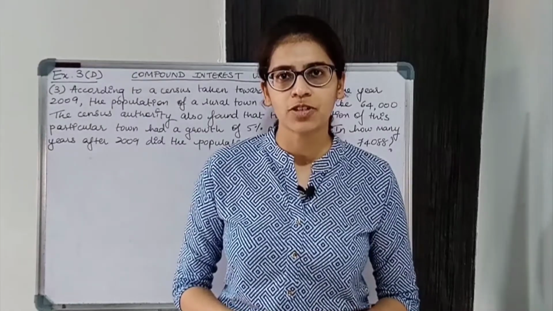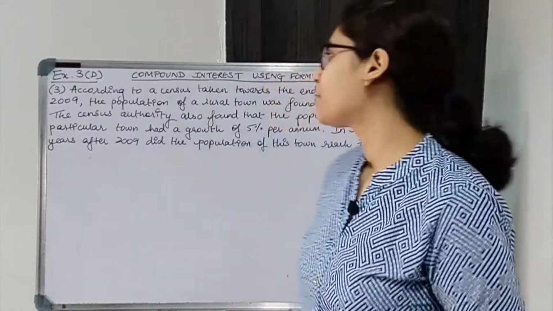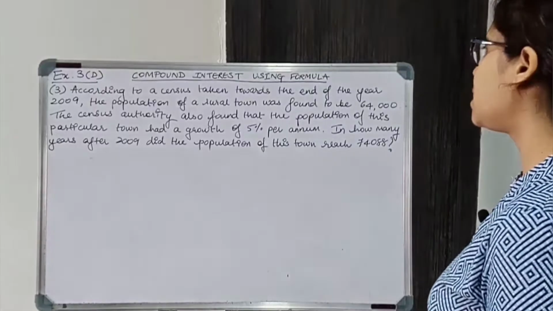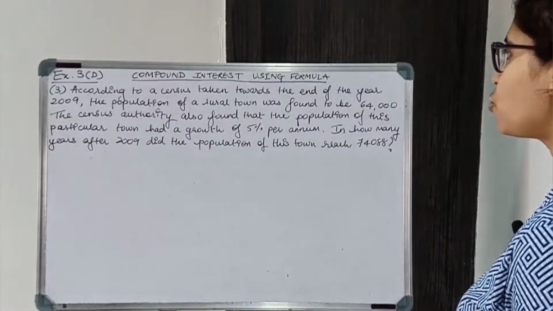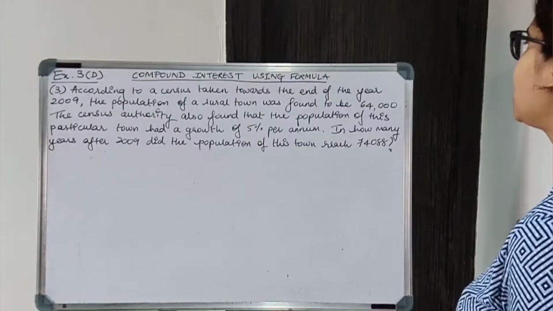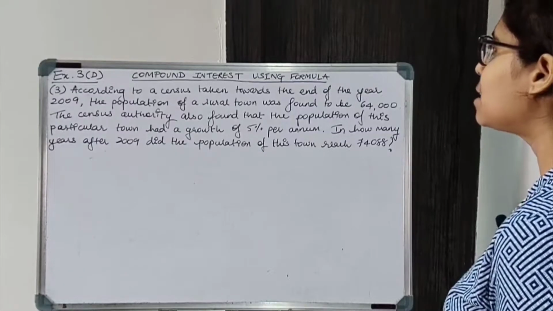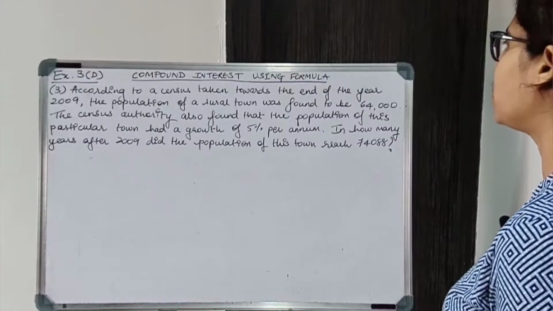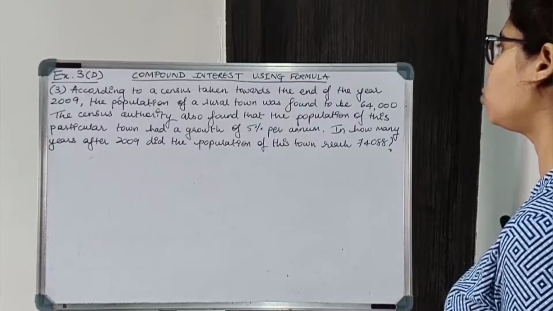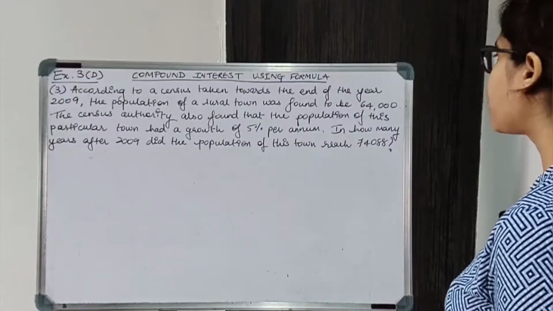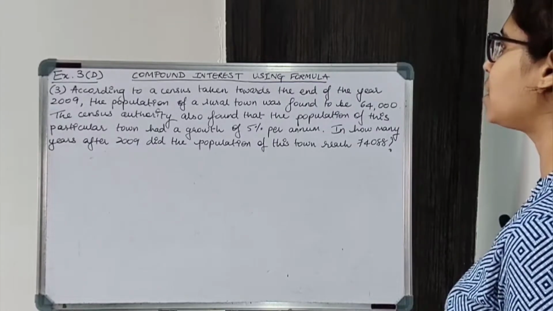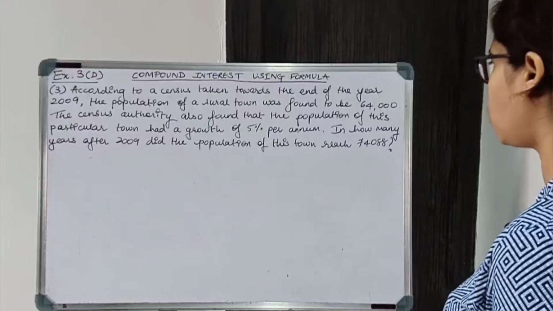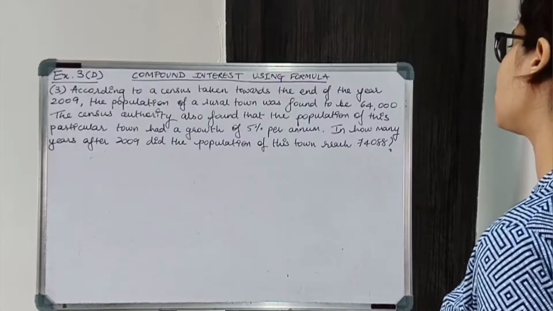Coming to next question, question number 3. According to a census taken towards the end of the year 2009, the population of a rural town was found to be 64,000. The census authority also found that the population of this particular town had a growth of 5% per annum. In how many years after 2009 did the population of this town reach 74,088?